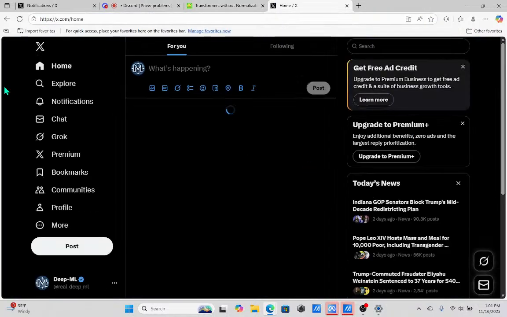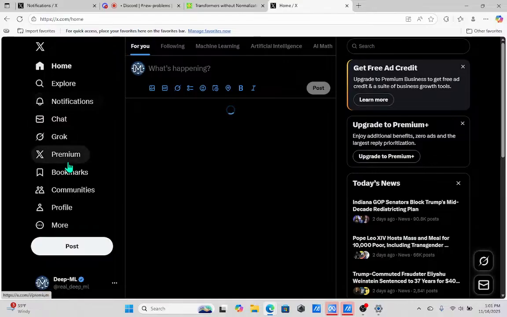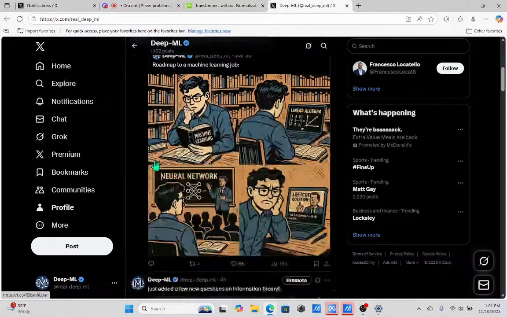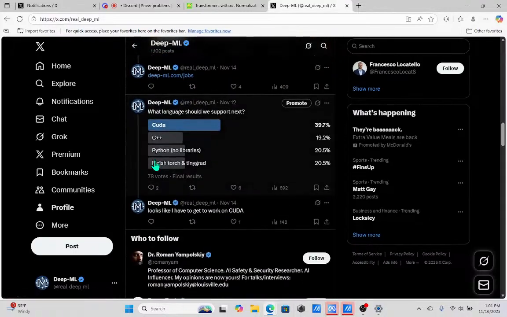But at least on X, it seemed like CUDA was first. I think people also wanted me to finish TinyGrad and PyTorch a lot. Yeah, it was CUDA, then Python with no libraries. Right now I allow everyone to use NumPy, at least, so apparently a lot of people also want Python with no libraries, which sounds really intense to me, but sounds fun as well.